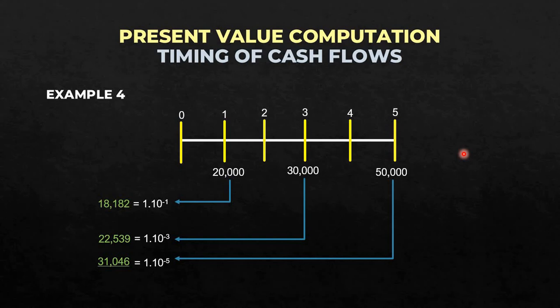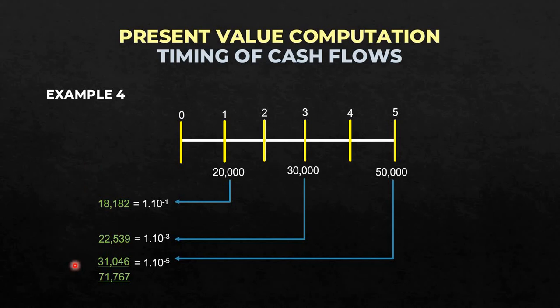At ang present value of all future cash flows is 71,767. Again, yung 71,767, ito dapat yung single amount na dapat nating i-deposit on day 1 para makareceive tayo ng 20,000 at the end of first year, 30,000 at the end of third year, at 50,000 at the end of fifth year. So, yan na yung total ng tatlong present value.